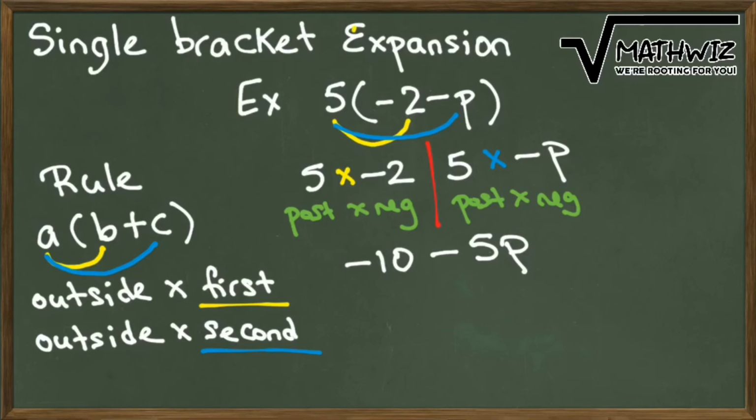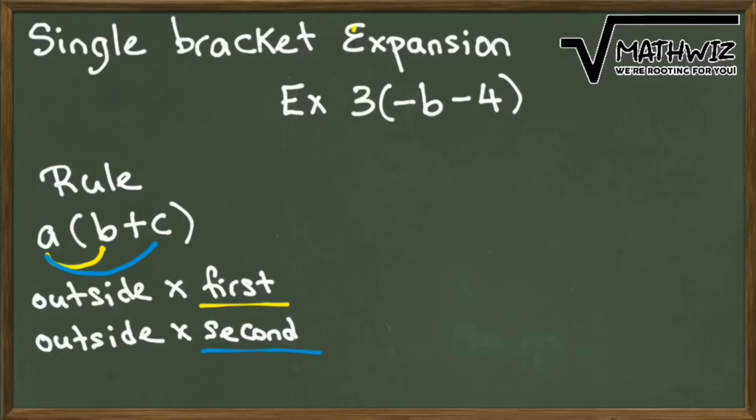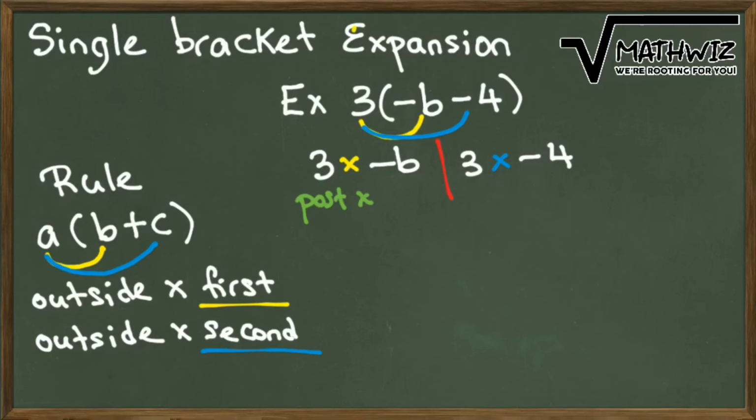Okay, let's go ahead and try another one. Okay, and as our second example, let us say we have 3 open bracket minus b minus 4. We're going to take the outside, multiply it by the first on the inside, and so we have 3 times minus b. We then want to take what's on the outside and multiply it by the second on the inside. So we have 3 multiplied by minus 4. And so we have a positive multiplied by a negative. And same for over this side, we have a positive multiplied by a negative.